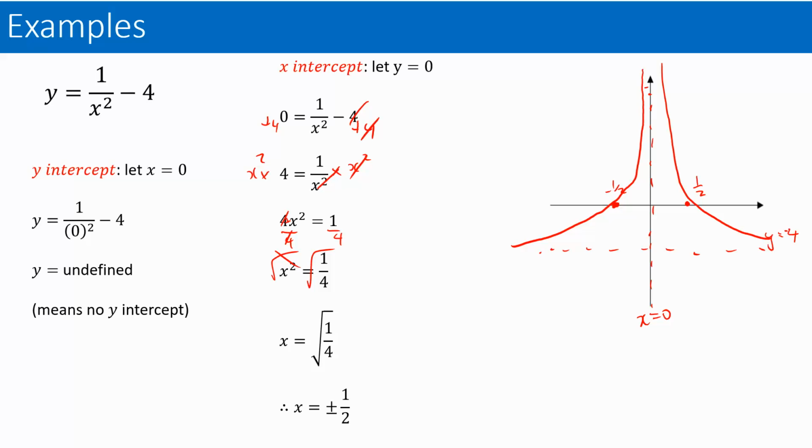Yes, unless you move it left and right, by changing the denominator. So if I gave you 1 over x minus 4 all squared, that shifts the graph to the right by 4. Yeah? All right, next one.